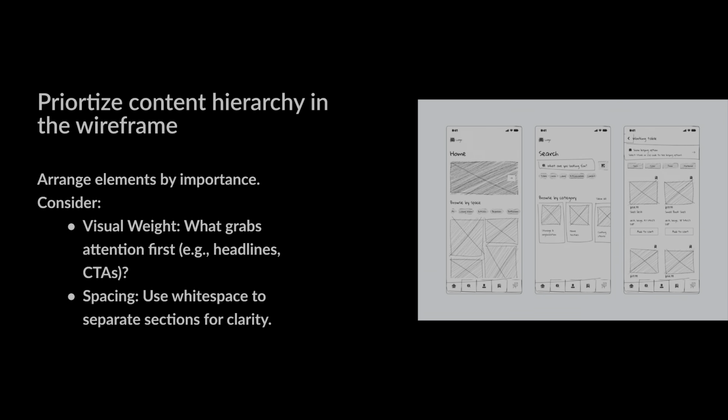The next thing you're going to do is prioritize content hierarchy in the wireframe. You arrange elements by importance. You consider visual weight. What grabs the attention of the user first? Can it be the headline or the CTA, the buttons? Then consider spacing. Use white space to separate sections for clarity.